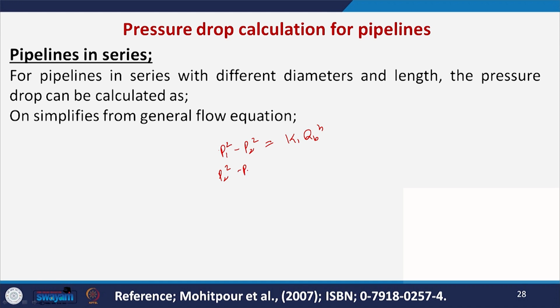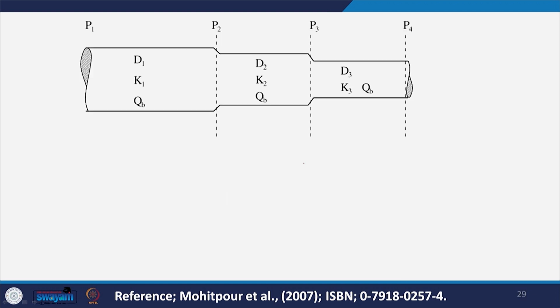P2 square minus P3 square is equal to K2 QB to the power n, and then P3 square minus P4 square is equal to K3 QB to the power n, where K1, K2, K3 are the pipeline resistances at each segment, and n is the flow exponent depending upon the type of equation used. Now here we represented this in the form of a pictorial diagram.